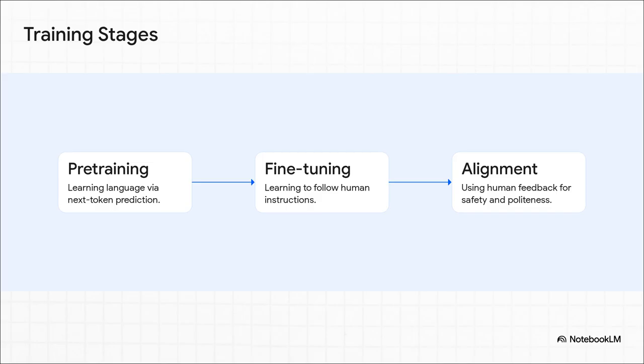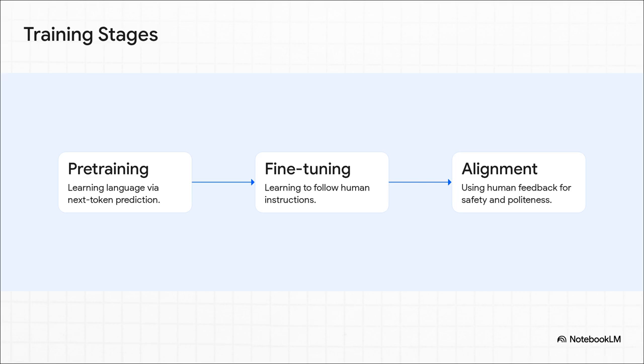Stage 1 is pre-training. This is where it absorbs billions of words, learning language and world knowledge purely by guessing that next token. But that really just gives you a babbling model. So Stage 2 is fine-tuning, where we show it curated examples so it learns how to actually format responses like an assistant.